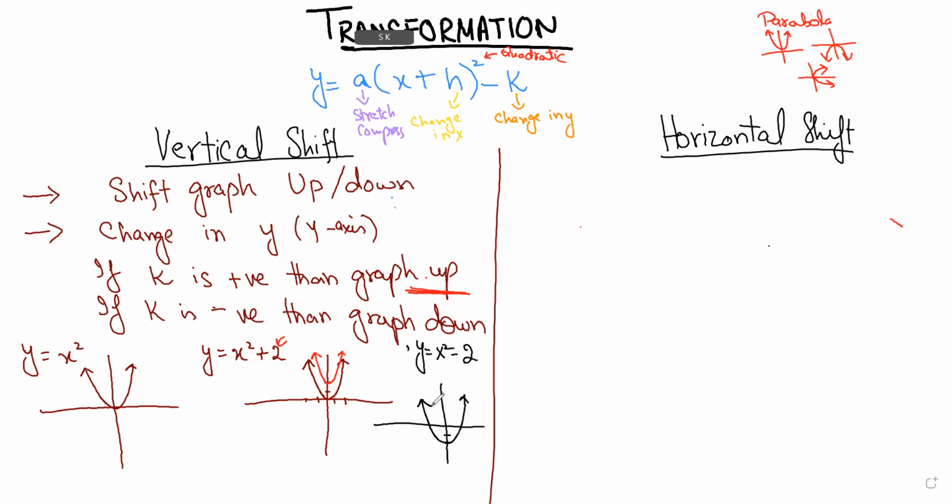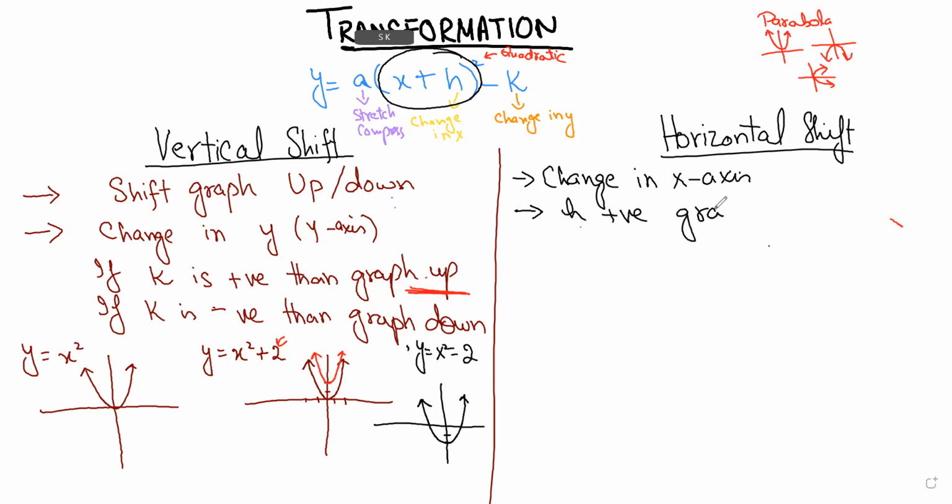Now let's talk about the horizontal shift. For the horizontal shift, we always look at what is with x. It's actually the change in the x-axis. So we're going to talk about this x plus h whole square thing. We have the value inside the bracket. That means we have a change in the x-axis, and whatever the value is, we change according to that value. Now let's see, it also has a condition. Whenever the value is with x, let's suppose here is h, whenever my h is positive, then my graph will go left.